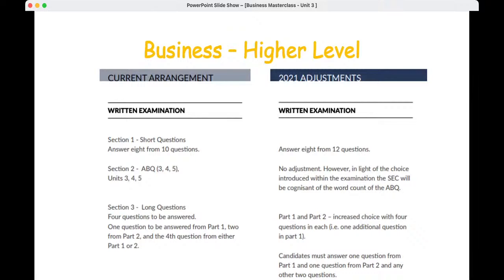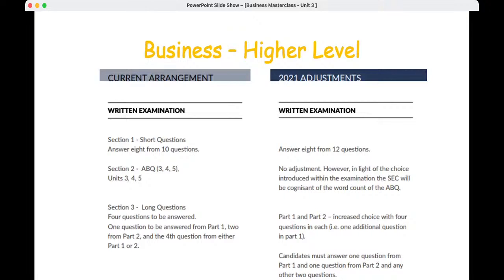Like they might decide, okay, it's 8 out of 14 questions, or they might decide to slightly change something else. Okay, for the long questions, in the past you had to answer 4 long questions out of 7 possible questions, but for this year, for 2021, you're going to have to answer 4 questions out of 8. Okay, in the past you had to do 1 question from part 1 and 2 from part 2, and then your last question came from part 1 or part 2.